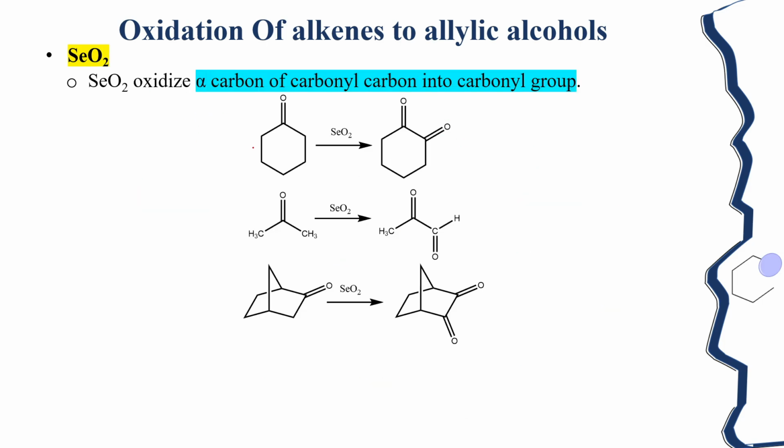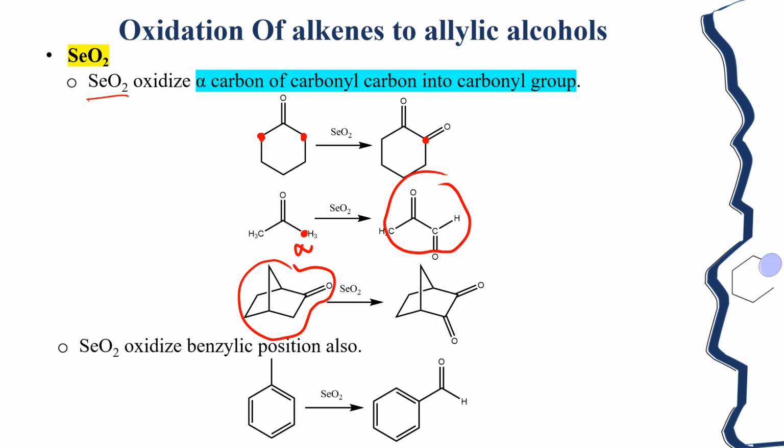Now if you have a carbonyl compound and treat it with SeO2, it will give a dicarbonyl compound, where the alpha carbon is oxidized. This is the alpha carbon, this is the alpha carbon. In the presence of SeO2, this alpha carbon gets oxidized. Similarly, when we treat acetone, the alpha carbon is oxidized to form this type of product. Similarly, with this norbornane system, the same thing is observed. SeO2 also oxidizes the benzylic position. That means if you treat toluene with SeO2, you will find benzaldehyde.